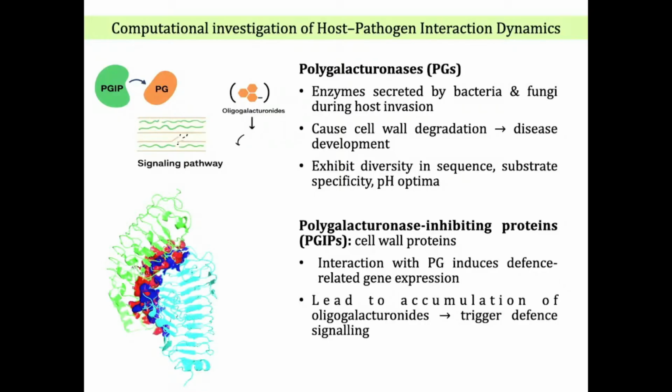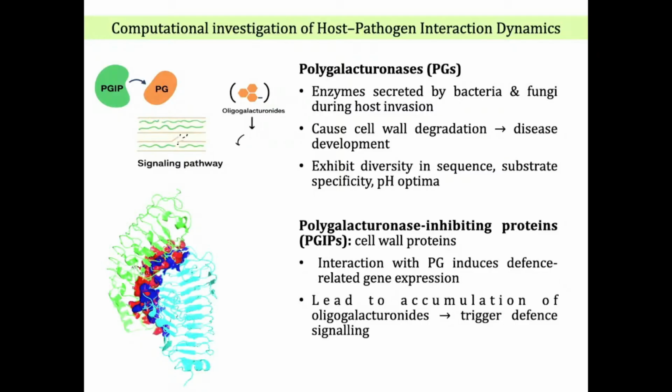In this we have taken the polygalacturonases. These are the enzymes that are involved in the breakdown of the cell wall when the infection happens, and the counter protein in the plant is polygalacturonase inhibiting protein, which protects the cell wall. It basically starts the immune response and triggers the defense signaling. So we wanted to see if there is a mutation in the PGIP, how it affects its interaction with the PG protein.